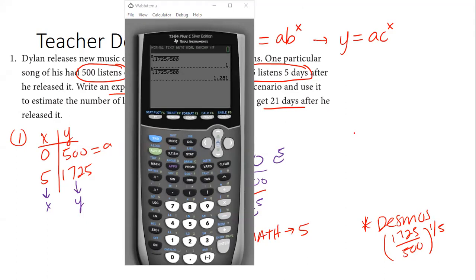All right. So now we have our C value, and because we have our C value, we can now write our full equation. Does that make sense? So we know C equals 1.281. So our equation is y equals 500 times 1.281 to the x.